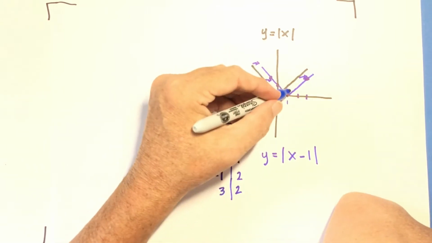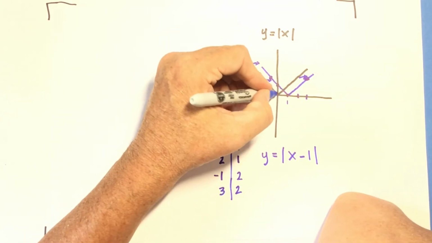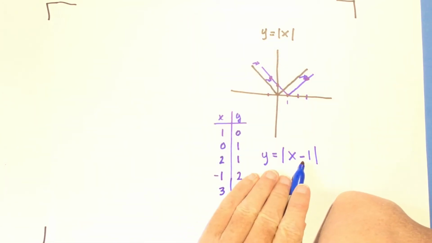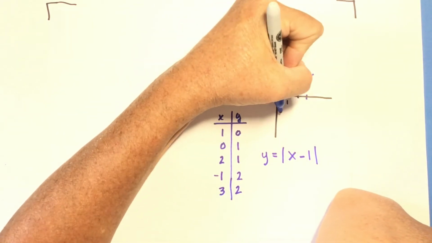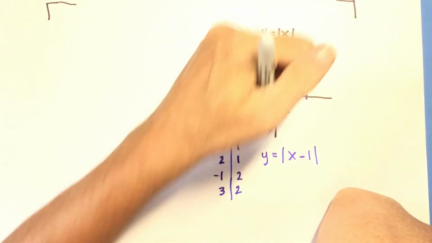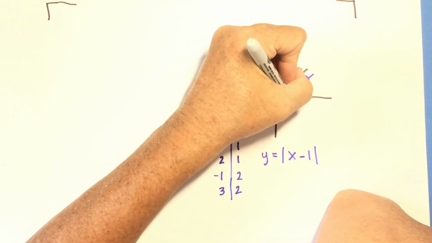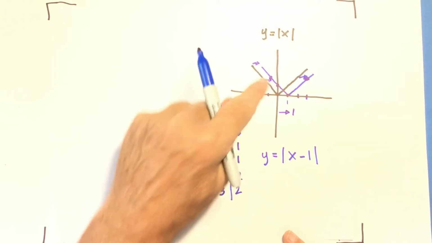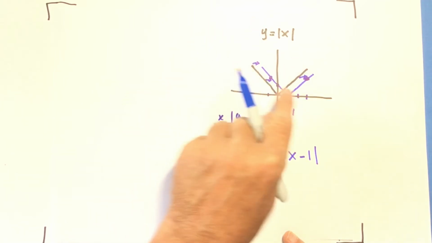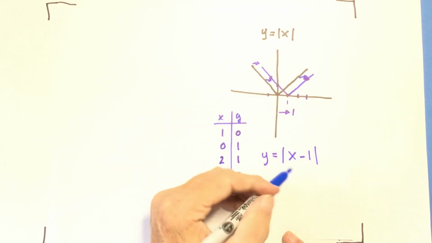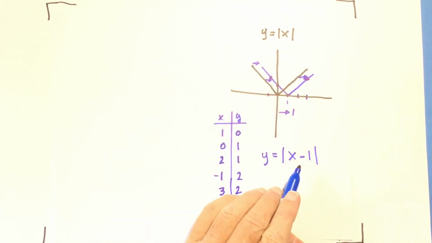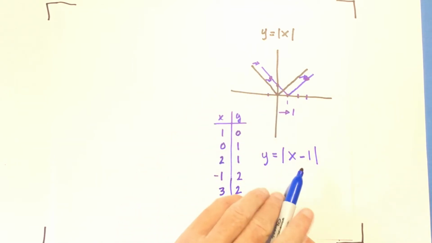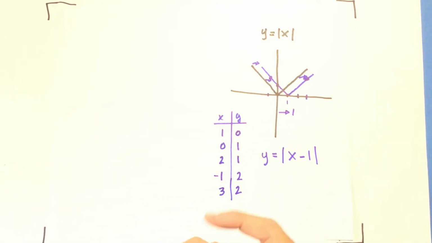So this point that was here, and that's true of any other point on that graph, by the result of adding a negative 1 here, I've moved the entire graph in the positive direction 1 unit. And so we have another general truth here: if I move this graph left or right, if I move it in the positive direction, I'm adding a negative of that value. If I move it in the negative direction, I'm adding a positive.